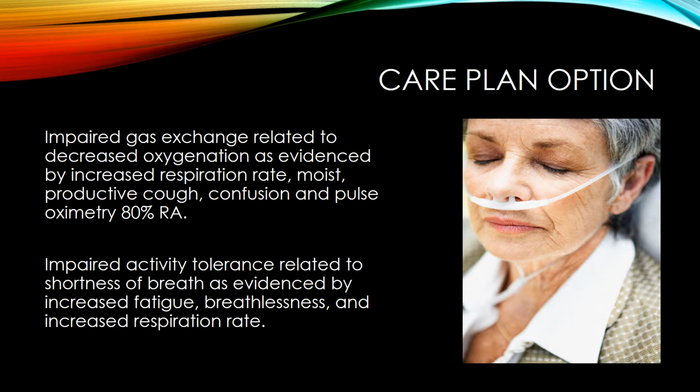Care plan options may include impaired gas exchange related to decreased oxygenation, as evidenced by increased respiration rate, moist productive cough, confusion, and pulse oximetry of 80% on room air. Or impaired activity tolerance related to shortness of breath, as evidenced by increased fatigue, breathlessness, and increased respiration rate.